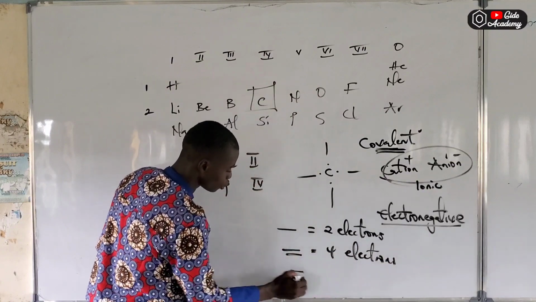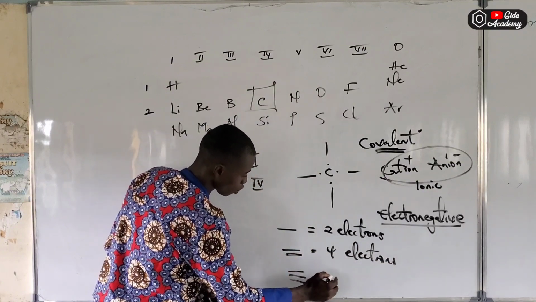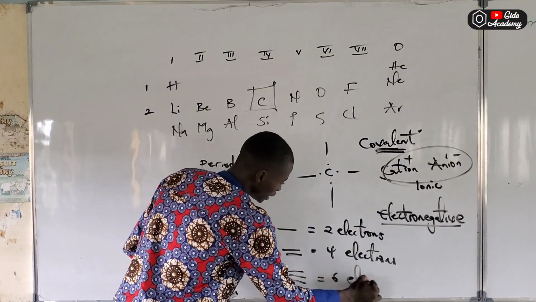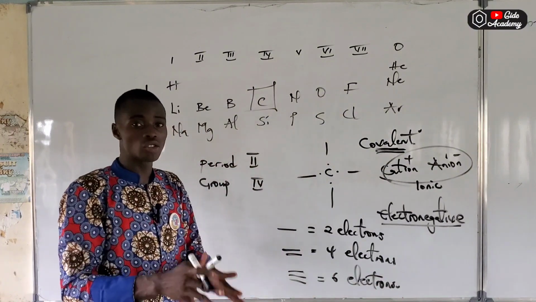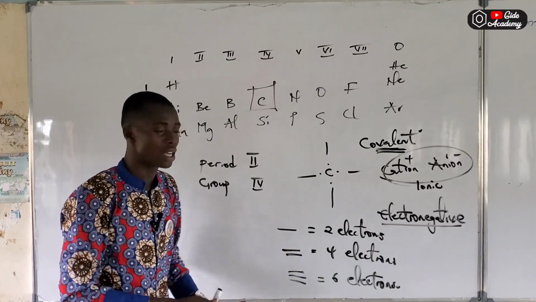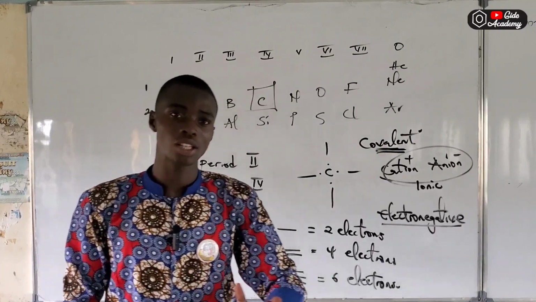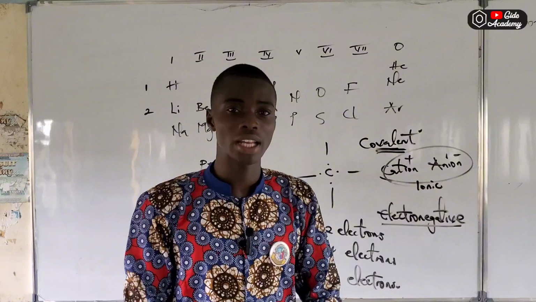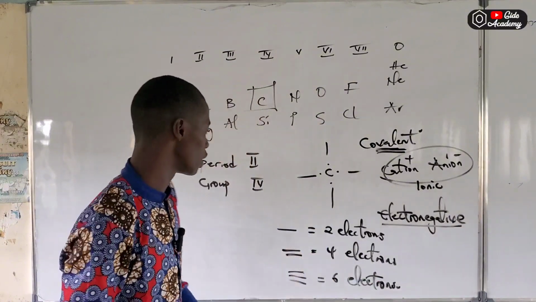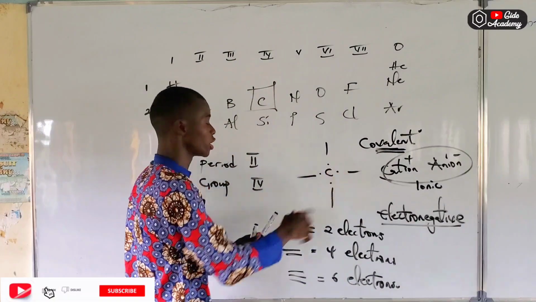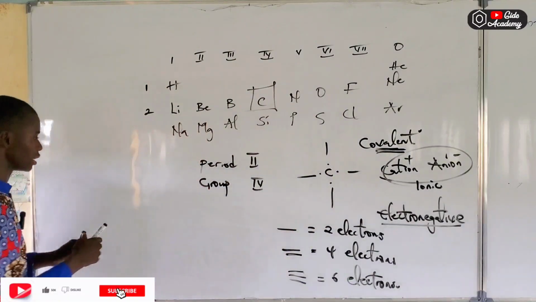Then what about a triple bond? 3 bonds must be equal to what? Yes, you are correct. 6 electrons. This is something you need to take note of. A single bond is equivalent to 2 electrons, a double bond is equivalent to 4 electrons, and a triple bond is equivalent to 6 electrons. That's to say, for bonding to take place, now look at this side.